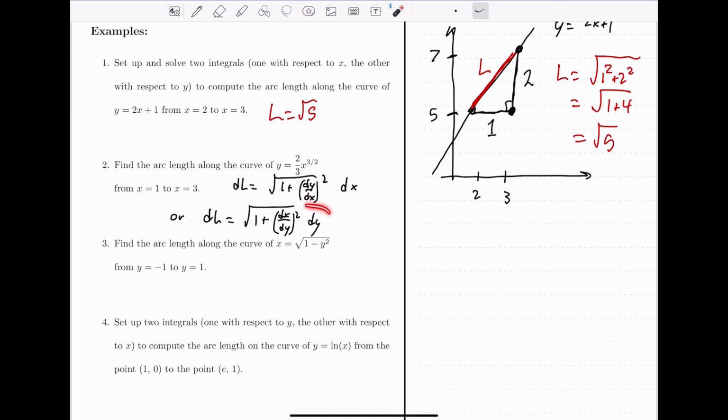Which of these two expressions will we use? Technically, we could use either one, but we have y expressed as a function of x. That will allow us to solve for dy dx, and we have x values for the limits. So we are going to choose this first expression, integrating with respect to x. Let's work through the steps.